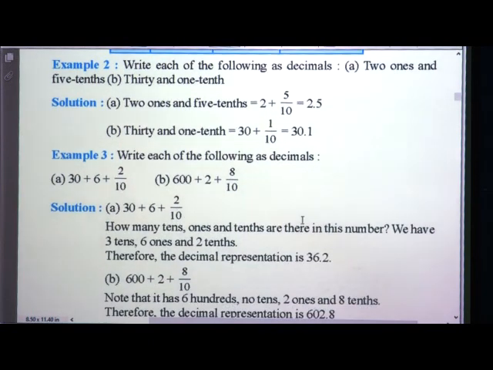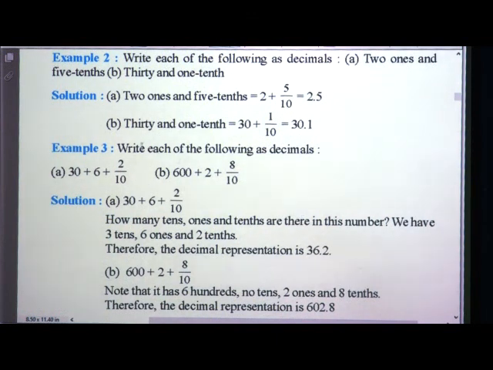Let us see now expansion form. Write each of the following as decimals. 30 plus 6 plus 2 by 10. We know 3 is in the tens place, 6 is in the ones place, and 2 is the 1/10th part. So, we can write it as 3 tens, 6 ones and 2 tenths. So, 30 plus 6 plus 0.2, when we add, we get the decimal representation as 36.2.